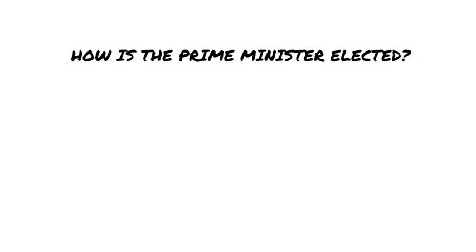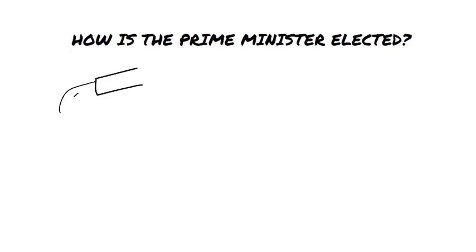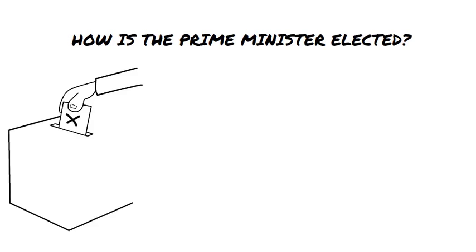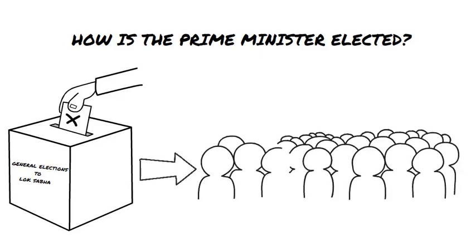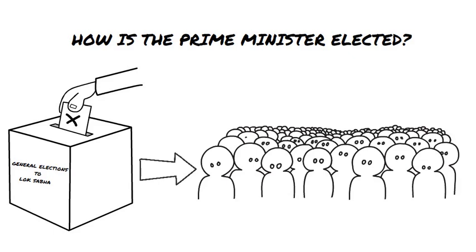How is the prime minister elected? The Election Commission of India is a constitutional body which is responsible for conducting free and fair elections in India. Whenever elections are declared by the commission, they are announced as the general elections to Lok Sabha, also known as the lower house of the Indian Parliament. In simple terms, it means that Indian voters elect their representative to the Lok Sabha. Elected representatives are known as members of parliament, or MPs for short.